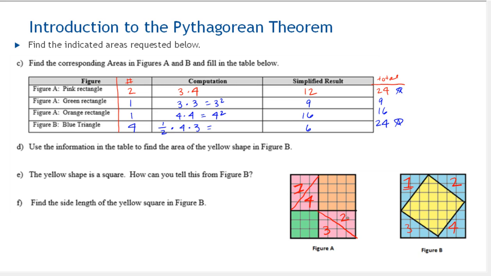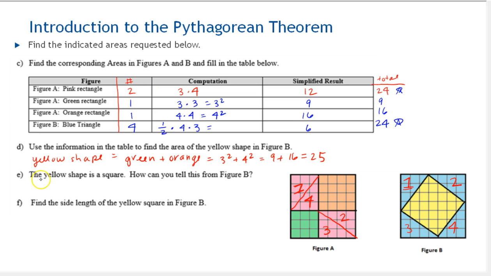So that tells us that this yellow shape is equal to the sum of these two, the green square and the orange square. So yellow shape is equal to green plus orange. And from the table, the green was 3 squared, the orange was 4 squared. And that equals 9 plus 16, which equals 25. So that means the area of the yellow shape is 25.